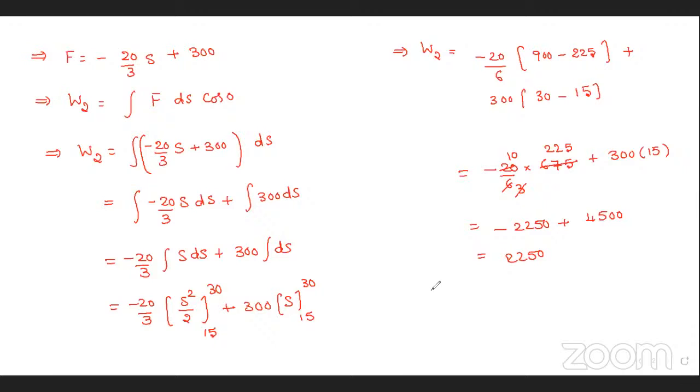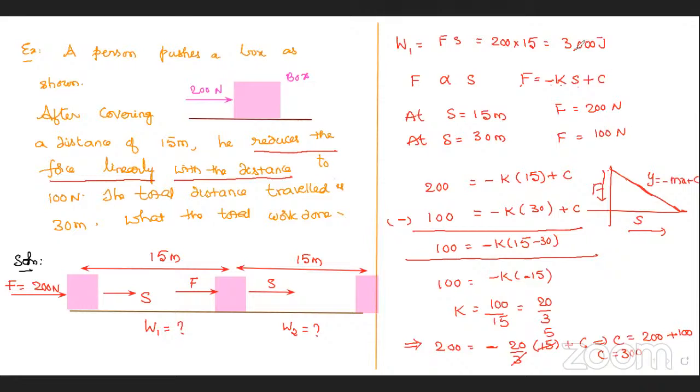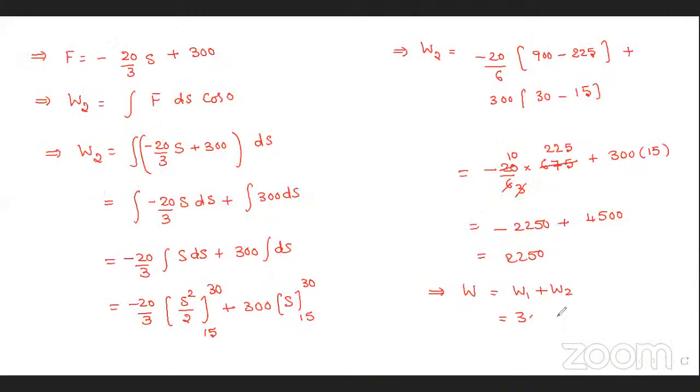Therefore, the total work done, W, is W1 plus W2. W1 we got was 3,000. So 3,000 plus 2250 equals 5250.